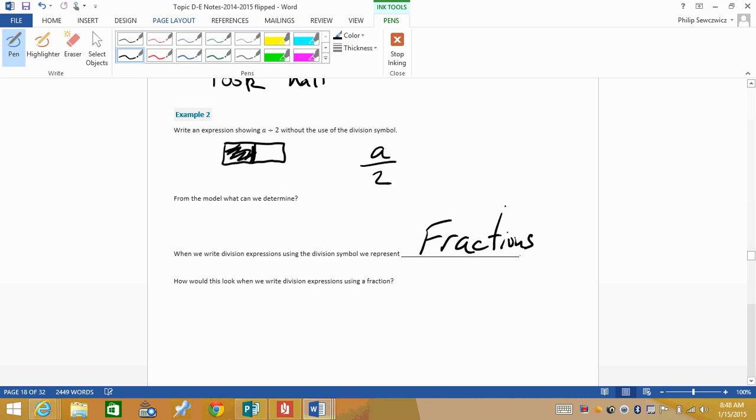fractions. This is something we've kind of been talking about already. We've kind of dumped that division symbol anyway. Get ready to use the fraction bar. I know it's sad to say we got rid of the division symbol. But again, that's all part of growing up here. So how would this look when we write division expressions using a fraction? We've got to make sure that we use a fraction bar. That's the big thing that we're getting at there. We see division, we're going to write them out as our fraction bars.